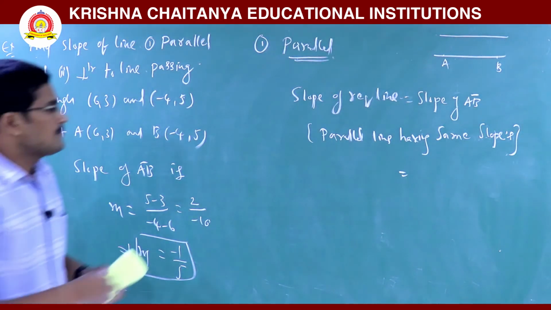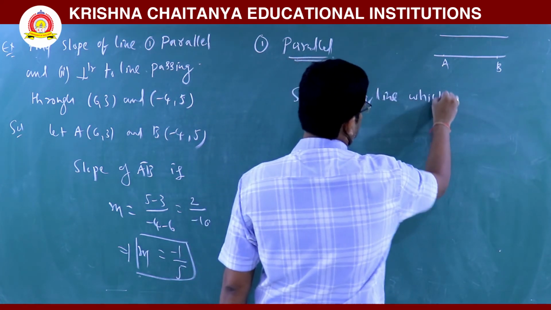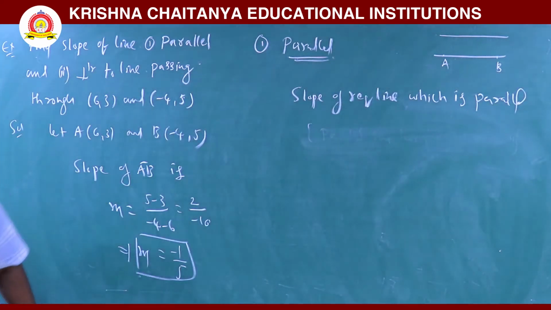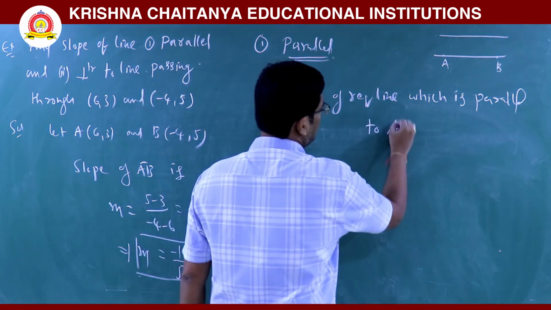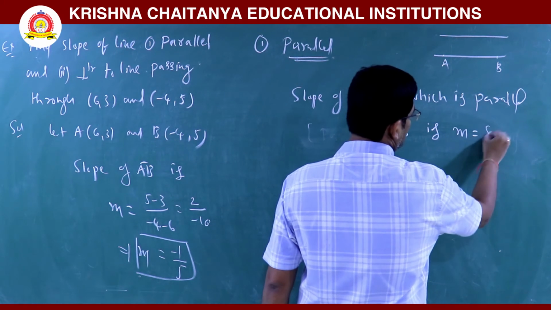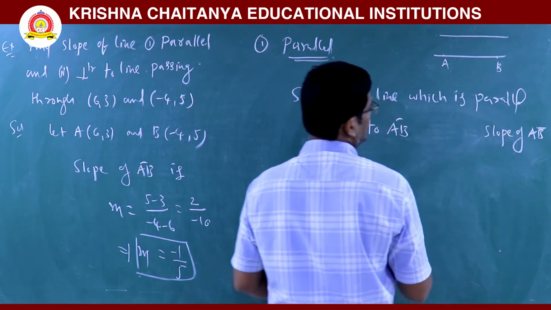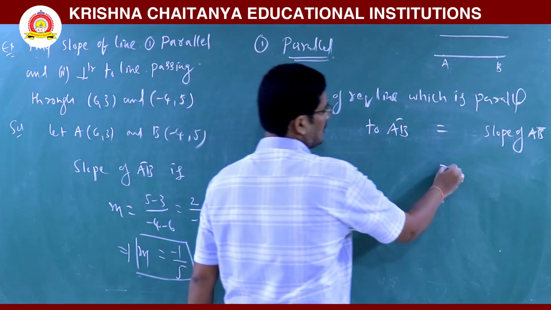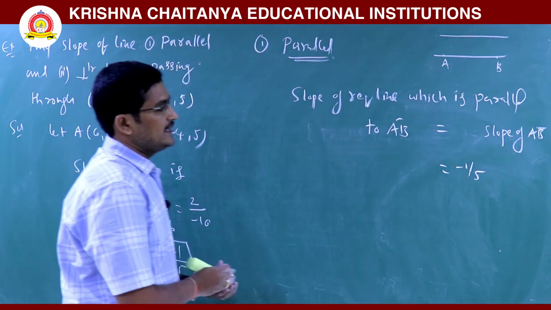Slope of the required line which is parallel to AB bar is m equals the slope of AB bar. That is enough. The slope of AB bar is minus 1 by 5. So the slope of the required line which is parallel to AB bar is minus 1 by 5.